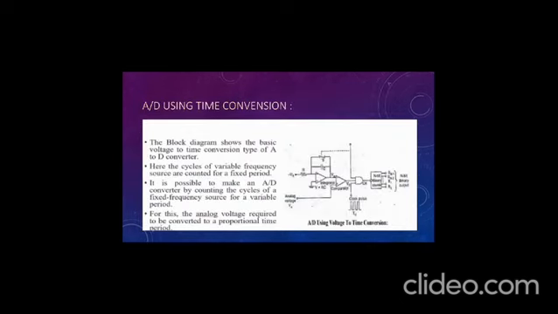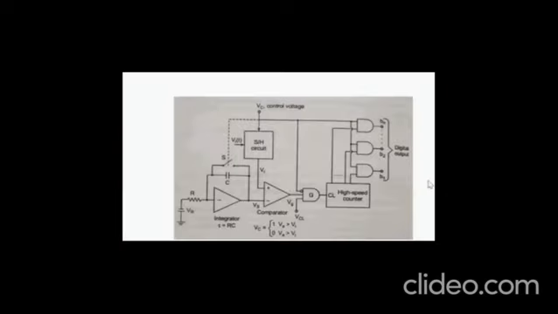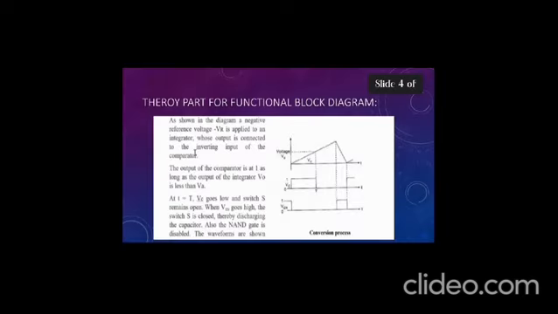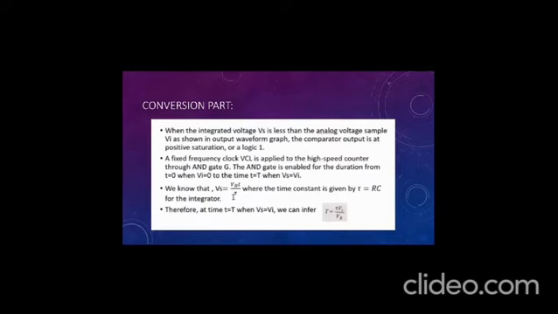The block diagram shows the basic voltage to time conversion type of A to D converter. For this, the analog voltage is required to be converted to a proportional time period. Part four, functional block diagram. The output of the comparator is at 1 as long as the output of the integrator V0 is less than Vi. When the integrator voltage Vs is less than the analog voltage sample Vi, as shown in the output waveform graph, the comparator output is at positive saturation, or logic 1.